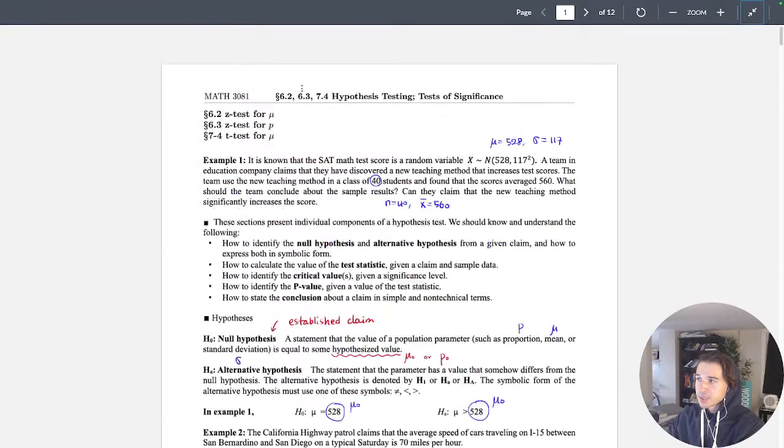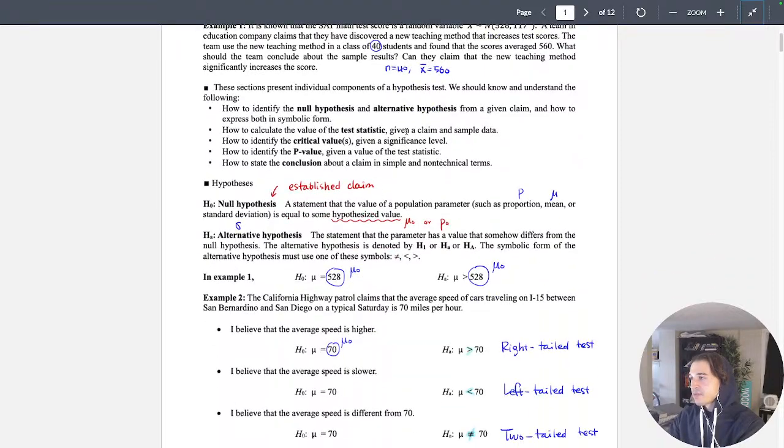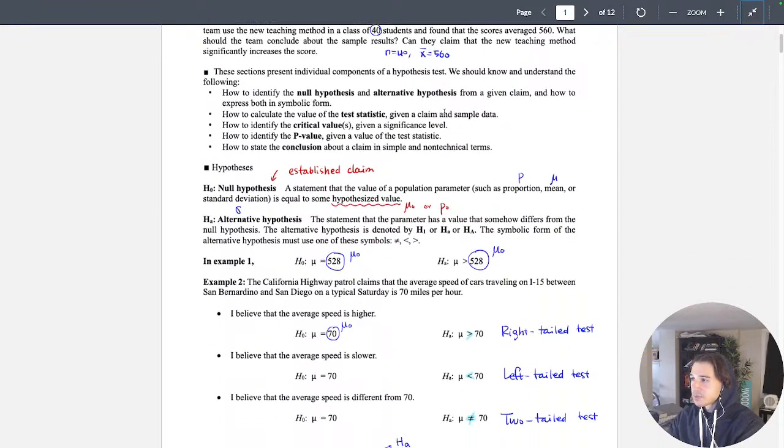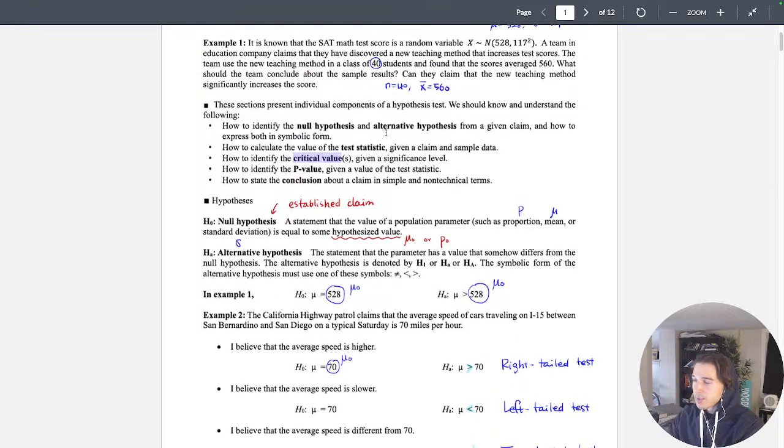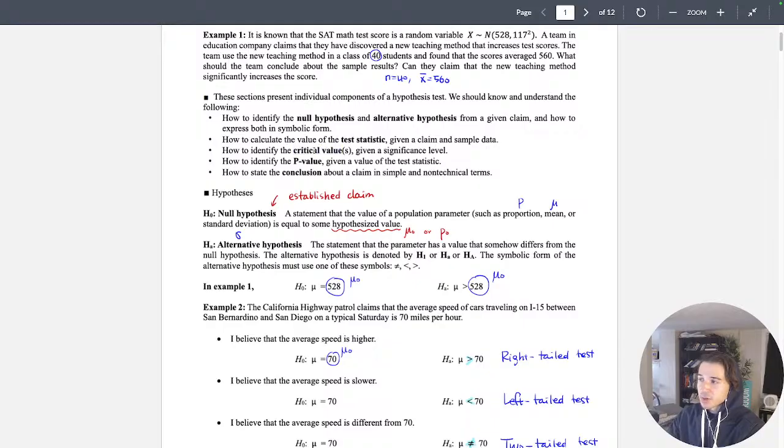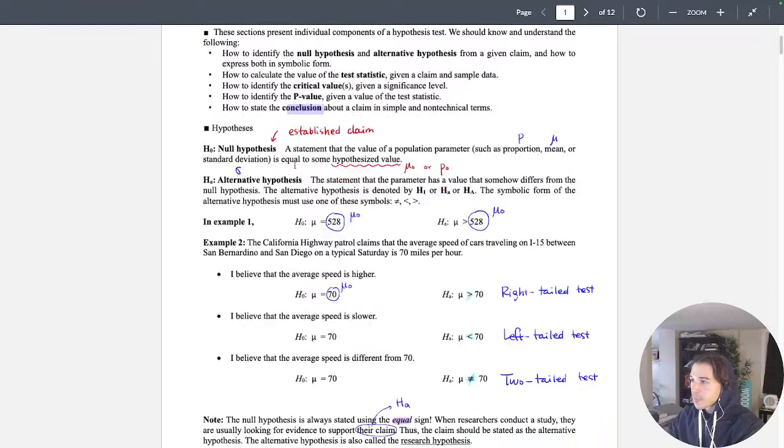So you have a null hypothesis, which is what you assume to be true. You have an alternative hypothesis, which is what you're testing for. You calculate the test statistic, which lets you make a claim whether you should reject or accept the null hypothesis. You identify the critical values at a given level of significance. That's just the alpha. Identify the p-value, which is another way of testing whether you should reject the null hypothesis, and then state the conclusion.